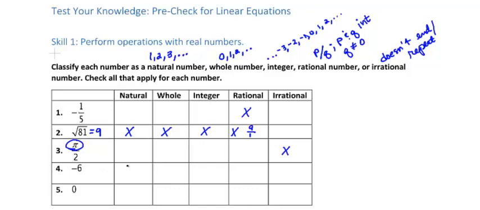-6 is not natural. It's not a whole number, but it is an integer, and it is also rational because again that is -6 divided by 1. 0 is not a natural number. It is a whole number. It is an integer, and it is rational because it can be written as 0 divided by 1.